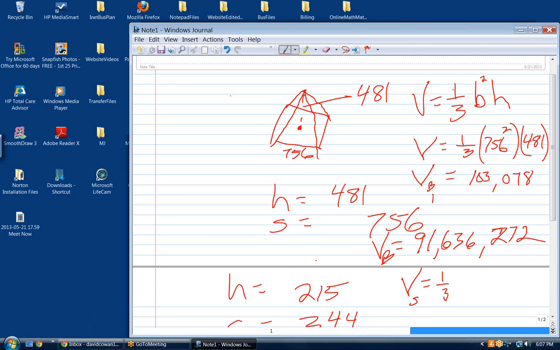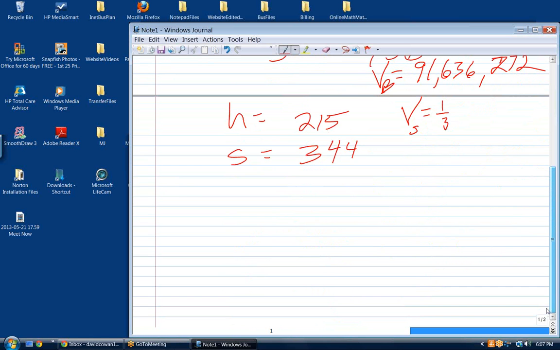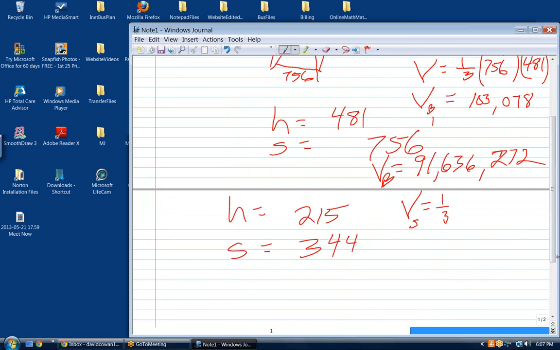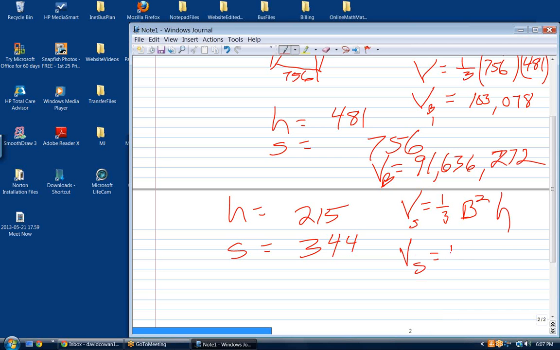Now, for figuring out the volume of the small one, what do I want to plug into my formula? Well, it says this pyramid had a height of 215 feet and a square base of 344 by 344 feet. So what do I want to write here? You want to say volume equals 1/3 times base squared times height. Now you want to write volume equals 1/3, and then in parentheses 344, squared.